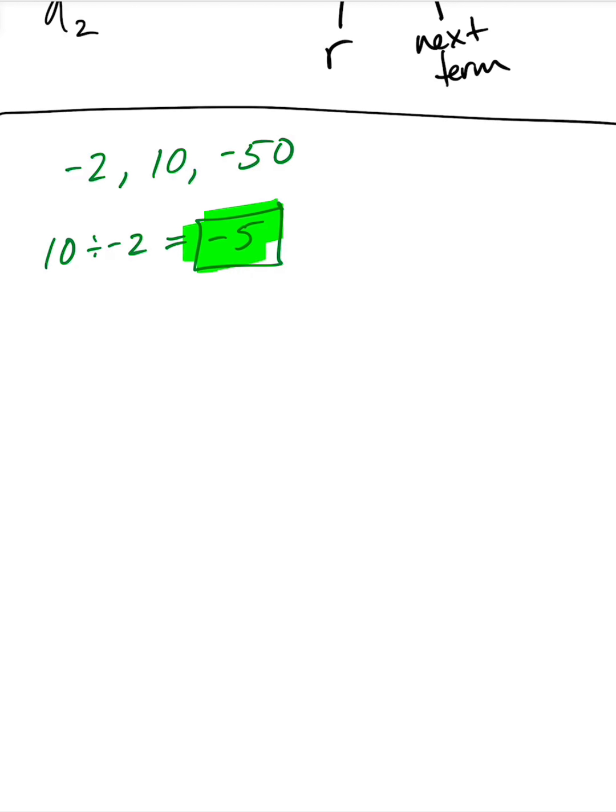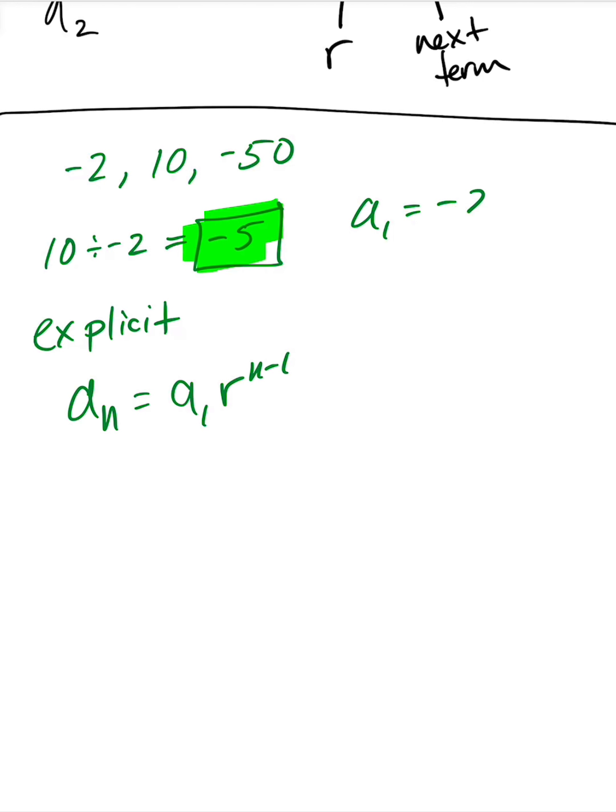There it is, -5. So with the explicit formula, remember this is the formula that will help me find any term that I want. I can skip around from the 4th term to the 10th to the 50th, 79th, and so on. So this formula will be written in the general term as a_n, whatever term I want, equals my first term multiplied by my ratio raised to the n minus 1 power. So what's my first term? My a_1 I know equals -2. My r I know equals -5. And that's it. That's my formula.